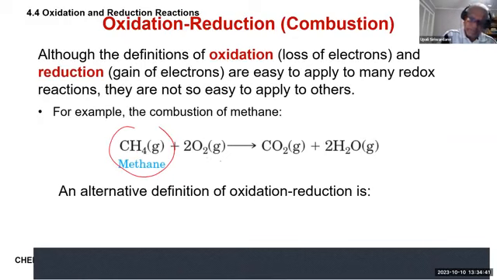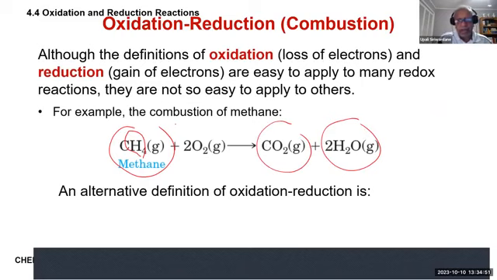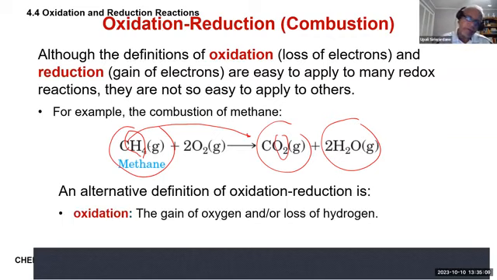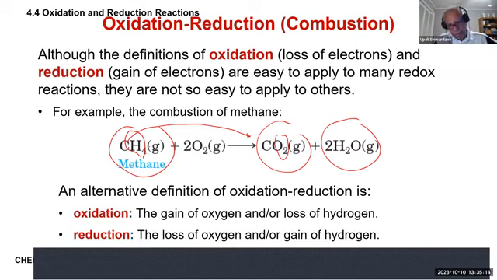Combustion reactions are also redox reactions. Carbon loses hydrogen. Carbon gains oxygen here. Carbon picks up oxygen. Carbon loses hydrogen. Therefore, oxidation can be defined as gain of oxygen or loss of hydrogen. Reduction is the opposite: loss of oxygen or gain of hydrogen.